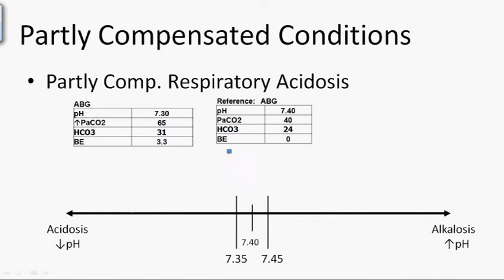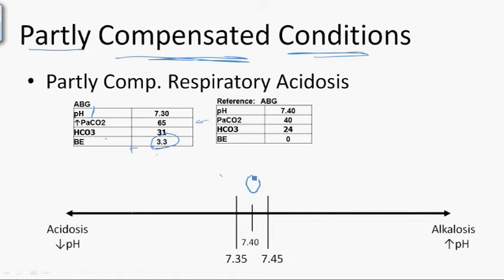So the next set of conditions we need to talk about are partly compensated conditions. In a partly compensated condition, our arrows are going to go in different directions when we look at vectors. So a partially compensated situation. Here's our reference blood gas. What we have occurring right here is an increase in CO2. That's the major component that we have here. But I also notice that there's a change in pH as well because I've got a positive base excess.